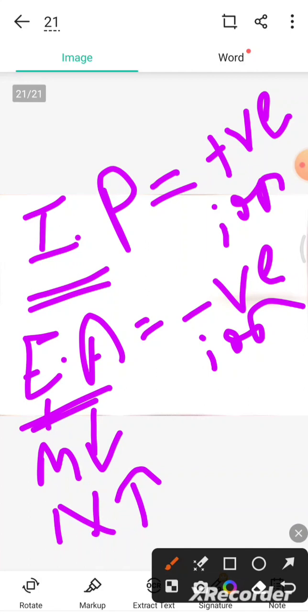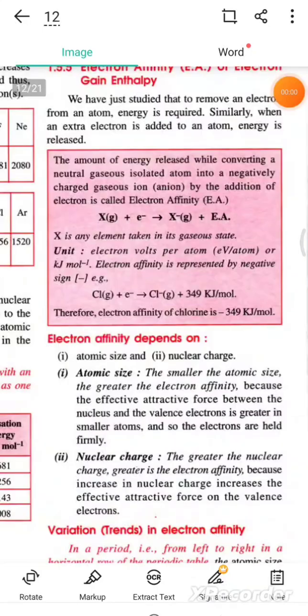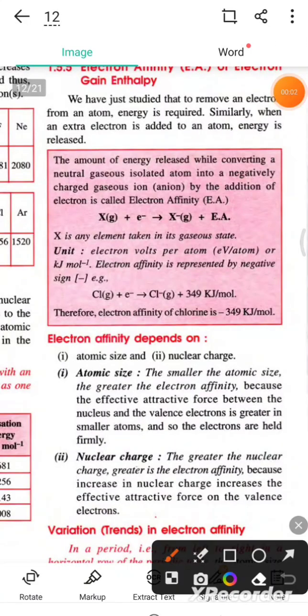Always remember, for any variation you should know the atomic radius and the nuclear charge. So let us see. See here, this is one atom and this is another atom. Sorry, let me draw here.